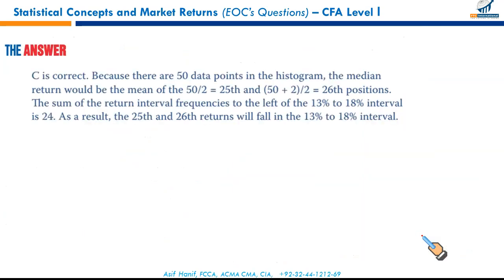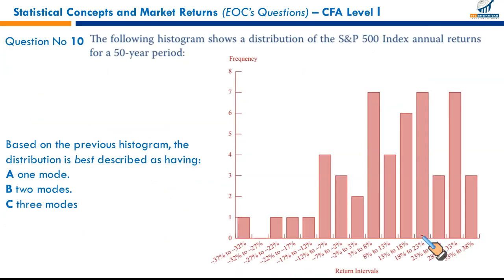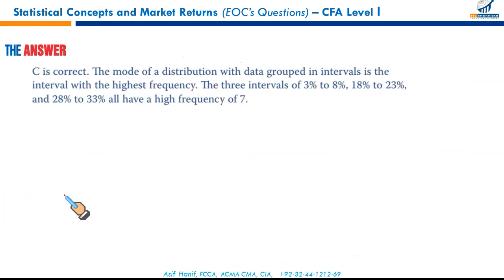C. Same bar chart, but this time something different is required. Based on the previous histogram, which I've pasted here, the distribution is best described as having one mode. Mode is the most repetitive value. So we have basically 3 modes, not 2 even. So the distribution has 3 modes. As simple as that. 3 modes. These are EOC questions, gentlemen.